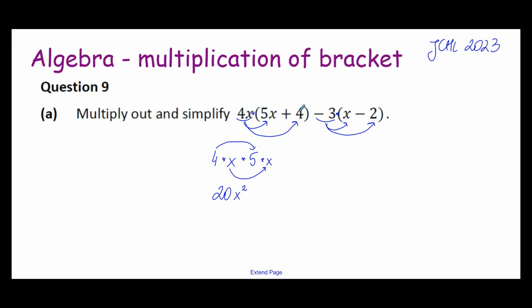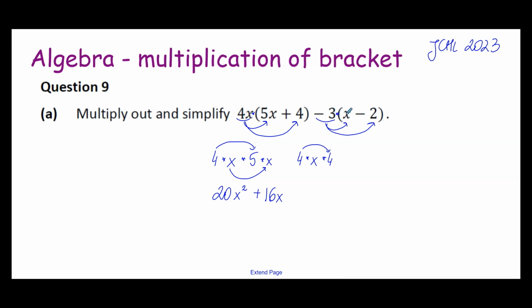And then again, 4x multiplied by 4. So that is 4 multiplied by x multiplied by 4. So again, the only thing I can do here is to multiply 4 by 4, and 4 by 4 is 16. And then I'm saying that 16 will still be multiplied by x. And then we are doing the next one.